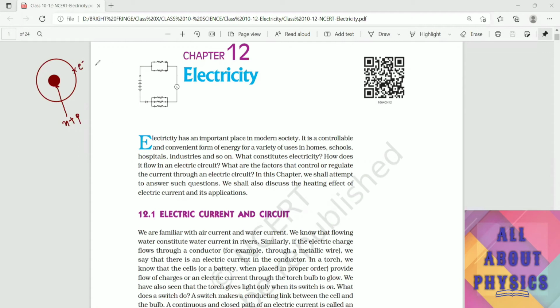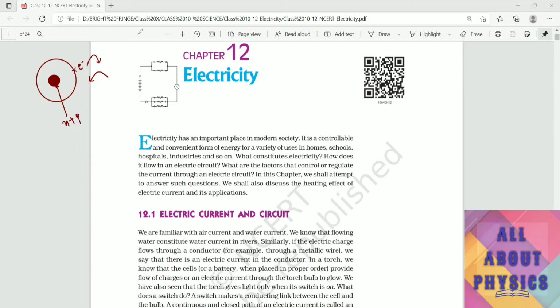So when an atom loses an electron, it acquires positive charge. On the other hand, when an atom gains an electron, it acquires negative charge, right? So this we had done in the chapter Atoms and Molecules in class 9. And in class 8, we have read about electric charge in the chapter Some Natural Phenomena.